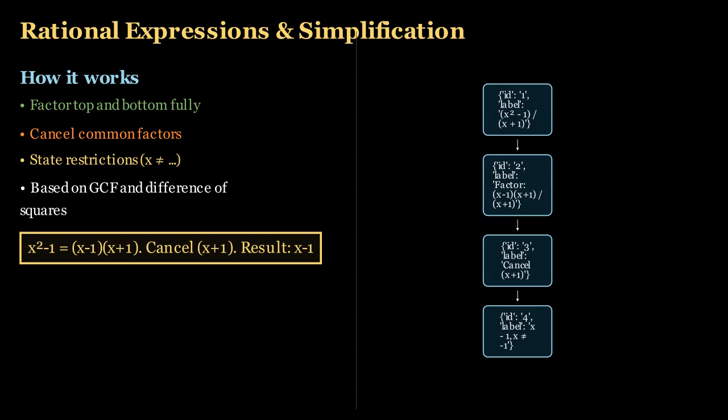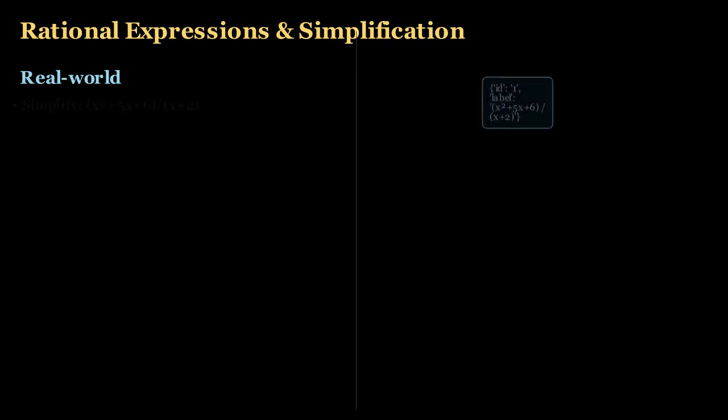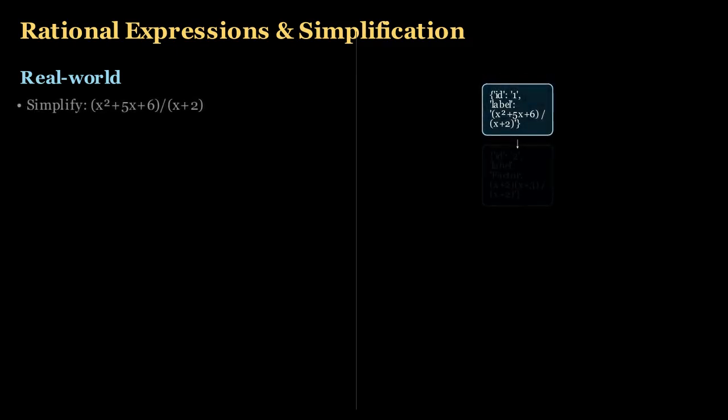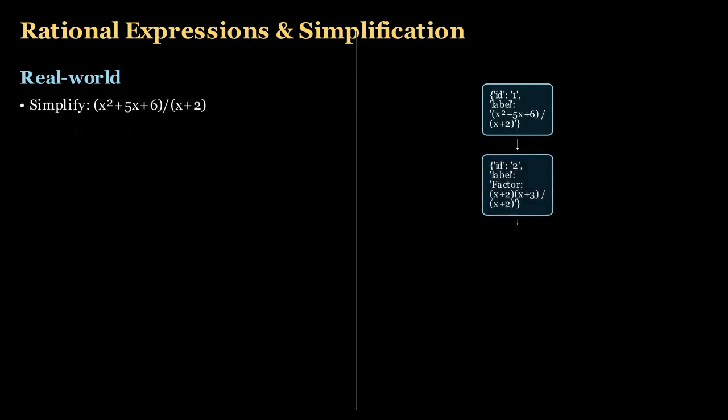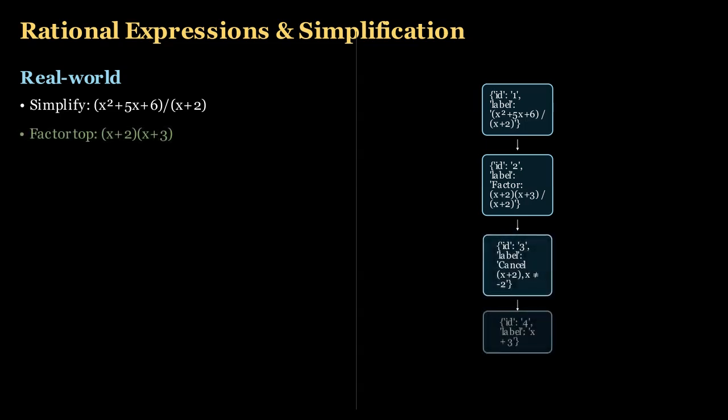Let's solve a concrete problem. Simplify the rational expression x squared plus 5x plus 6 over x plus 2. First, factor the numerator. We need two numbers that multiply to 6 and add to 5, that's 2 and 3. So it factors to x plus 2 times x plus 3. The denominator is x plus 2. We see the common factor x plus 2. Cancel it, but remember the denominator can't be 0, so x cannot be -2. The simplified expression is x plus 3.